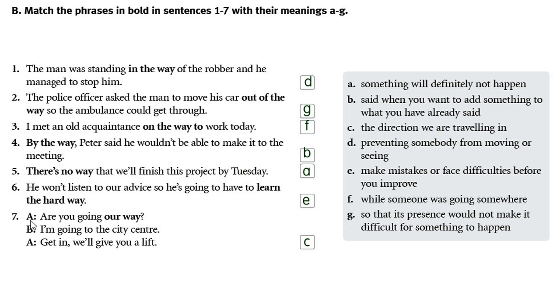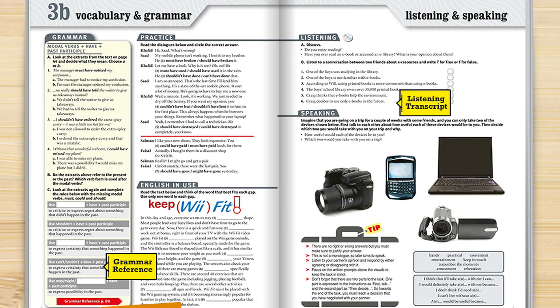Number 7. A. Are you going our way? هل أنت ذاهب في طريقنا؟ B. I'm going to the city center. A. Get in. We'll give you a lift. سوف نقوم بإيصالك. 3B. Vocabulary and grammar.